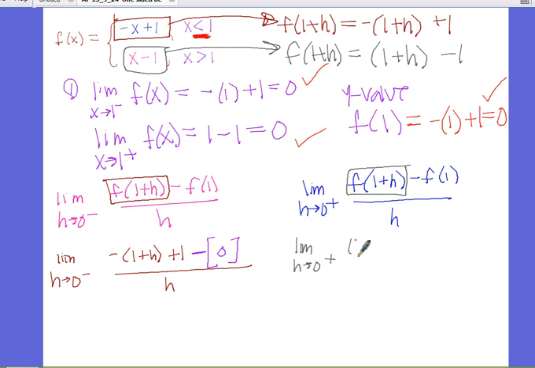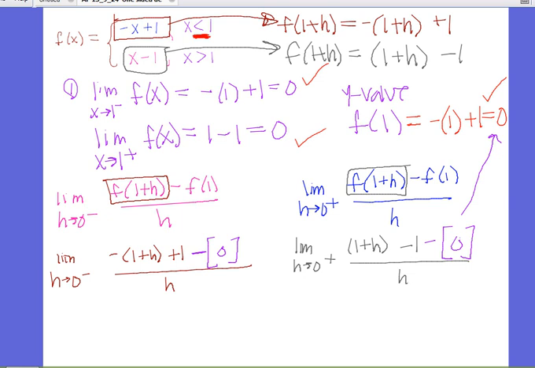So I get 1 plus h minus 1, and then right here in purple, I'm going to do minus f of 1. F of 1 was 0. How do I know that? Remember, we found it right here. Alright. And then that whole entire piece, also over h. And then you're just simplifying.